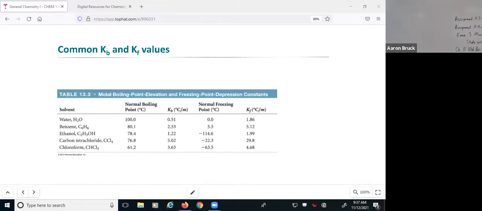And then we have our normal boiling points and our normal freezing points, because if we are asked to actually determine the freezing point of the solution, not just how much the freezing point changes, then we need to depress the freezing point, so take whatever that delta T is and subtract it from our freezing point. Or for the boiling point, we take whatever that delta T is and add it to the boiling point.